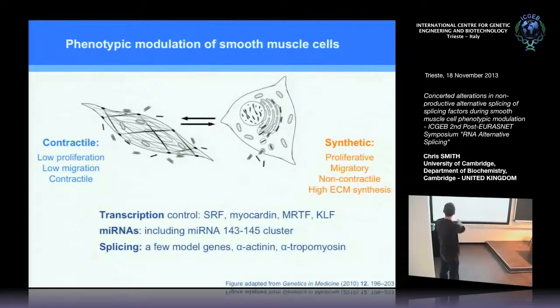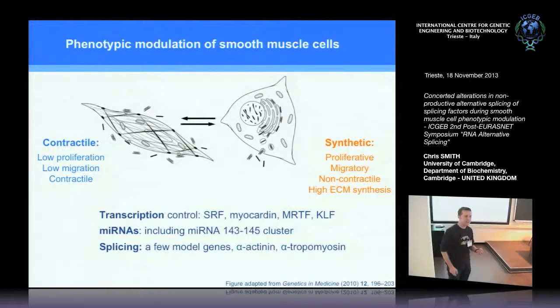So these are marked by, obviously, the contractile phenotype. It is contractile. It doesn't show much migratory activity, and it's low proliferation. Whereas this synthetic phenotype is more proliferative, migratory, non-contractile, and it's called synthetic because you get a lot of synthesis of extracellular matrix components. And this transition is of biomedical interest because, for instance, it occurs in atherosclerotic plaques. You tend to find this synthetic phenotype there.